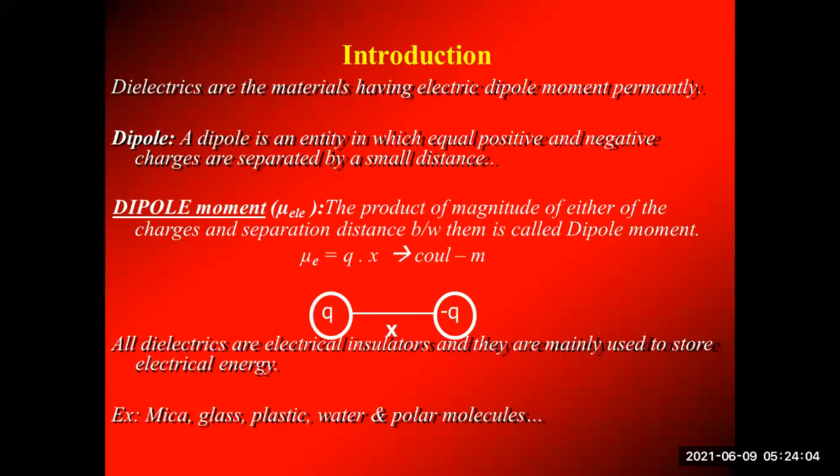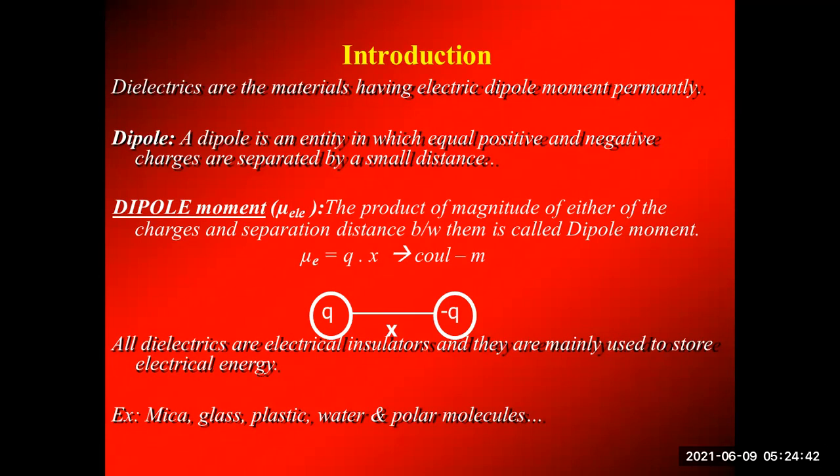We started with the dielectrics. What are dielectrics? Dielectrics are materials in which the electrons are tightly bonded. What is a dipole? When we come to the electric dipole, two equal and opposite charges separated by a small distance, we call that an electric dipole.